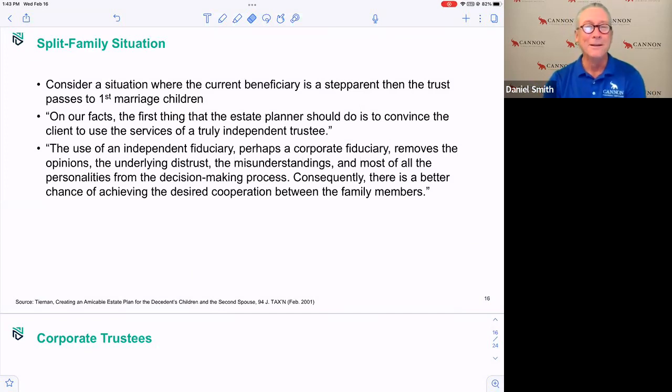I understand it, but it's a little scary. So in split family situations, as I said, we want to look at where the current beneficiary is a stepparent of the trust and passes to first marriage children. These kinds of things can cause real conflicts.